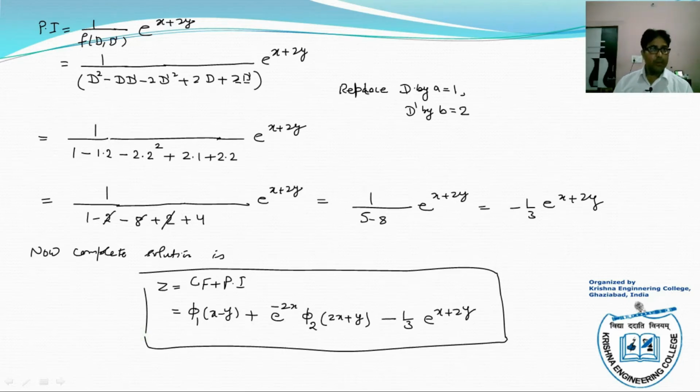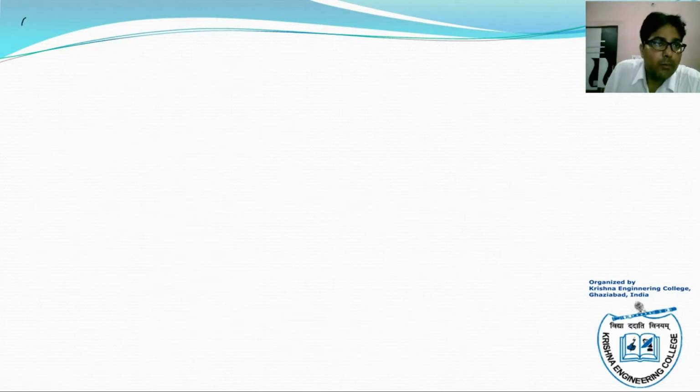Now we learn one more example on this form. Question number 2: solve D square minus D dash square minus 3D plus 3D dash z equal to e to the power x plus 2y. It is non-homogeneous. Clearly we have seen that it is non-homogeneous because each term does not have equal degree.